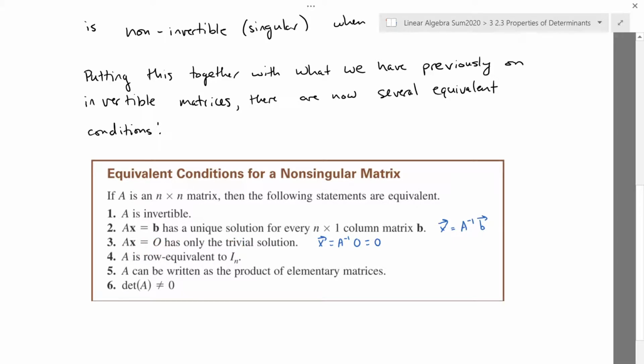So the only solution for this equation when A is invertible is the trivial solution. And then we also have the conditions that if A is invertible, then it's row equivalent to the identity matrix. So if you do the row reduced echelon form of A and you get the identity matrix, then it's invertible. And finally, when A is invertible, then it can be written as the product of elementary matrices.